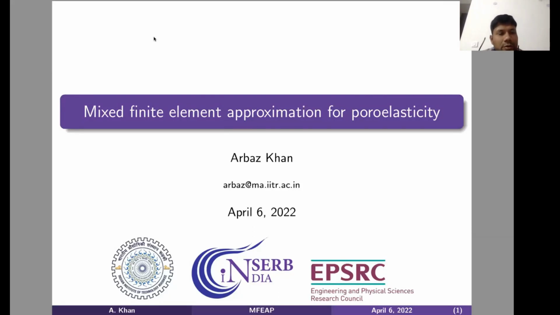Today we are talking about mixed finite element approximation for poroelasticity. This work is funded by EPSRC, SERB, and also Institute IIT Roorkee.